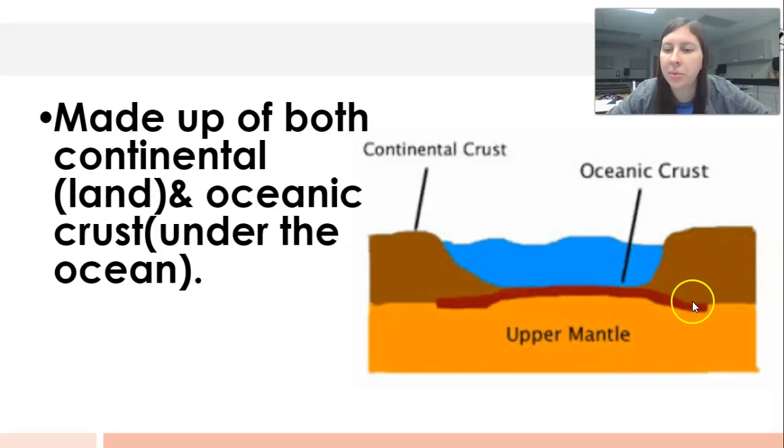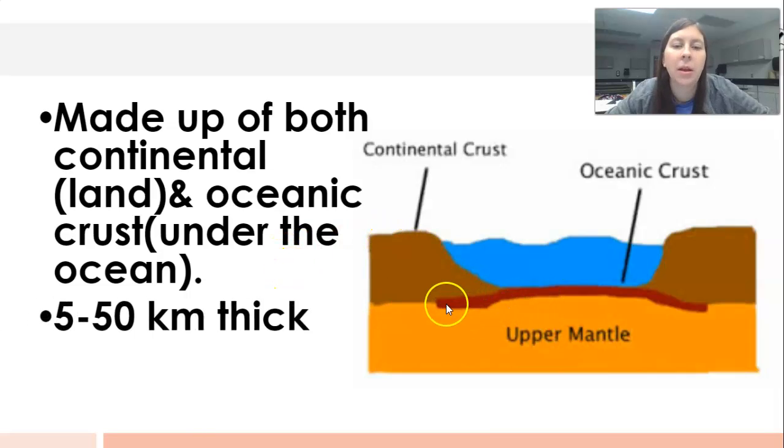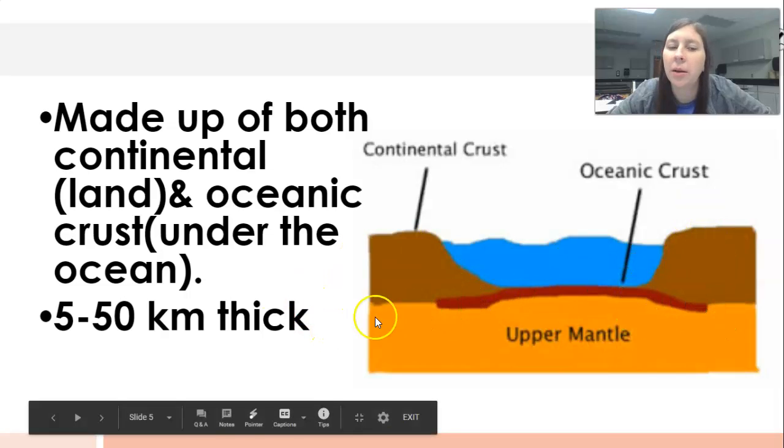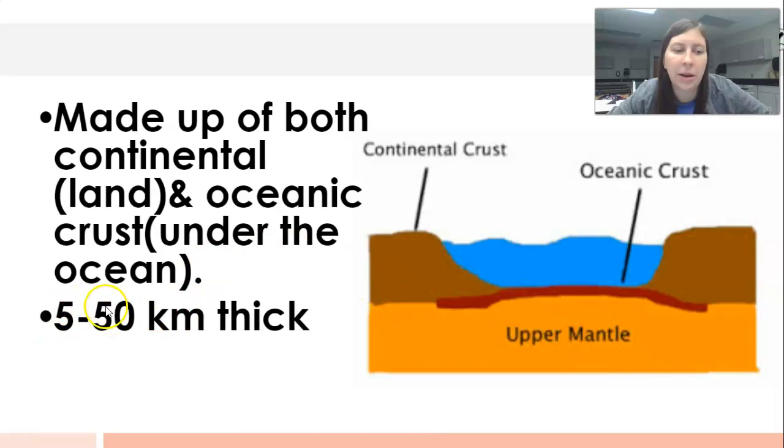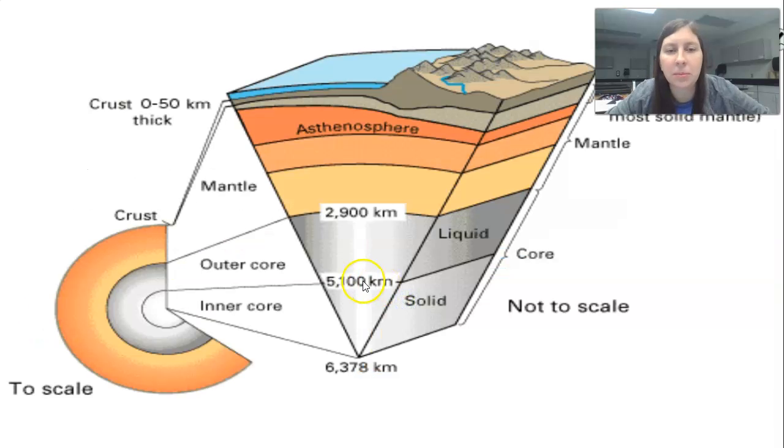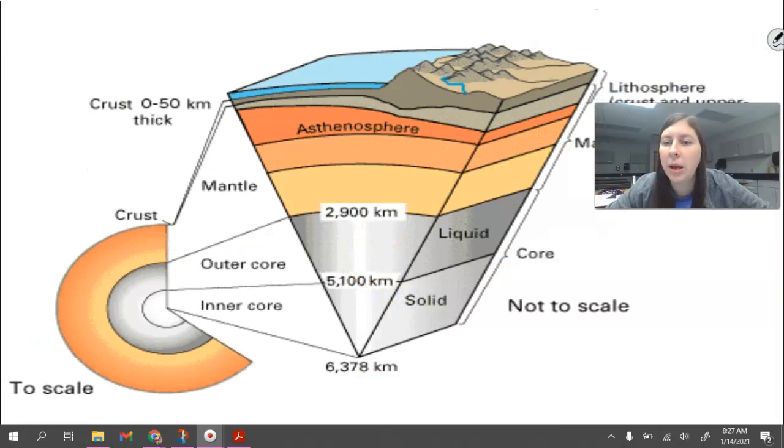It's a lot thinner, it's a lot denser. So under the ocean is oceanic crust, and the land is called continental crust. It ranges from about 5 kilometers to 50 kilometers thick. You can see the oceanic crust is a lot thinner than the continental crust. So typically the lower range is referring to oceanic crust, and the higher end of the range is continental crust.